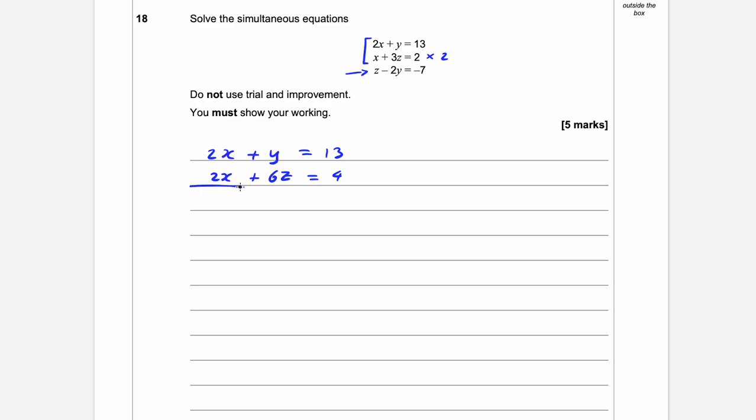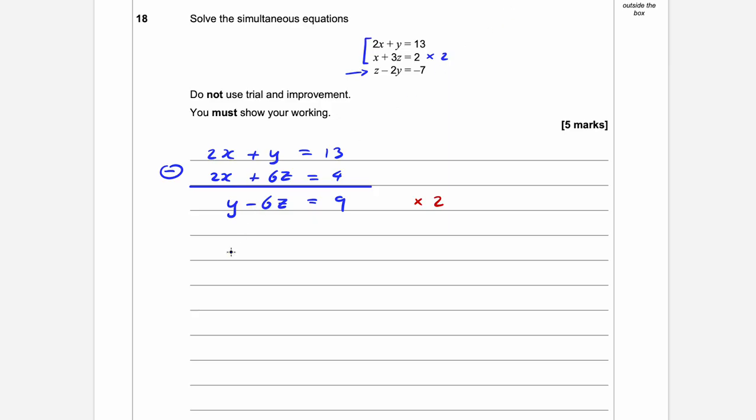Okay, same sign, subtract, guys. My x's are the same sign, so I'll subtract. This is 0. Y minus 6z, so we can't do anything, so we'll just say y minus 6z is equal to, and then I'll do 13 minus 4 is 9. So y minus 6z equals 9. Now I have a y and a z, and this bottom equation is a y and a z. So now I'll multiply this one by 2 to get my y's the same.